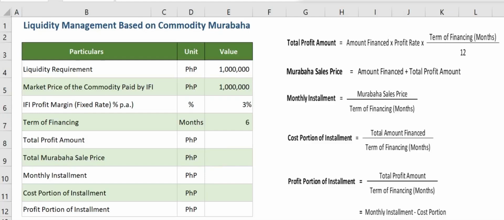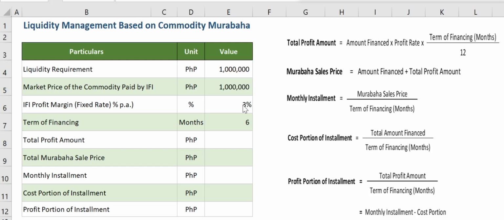Let us have a case study for commodity Murabaha, assuming that the liquidity requirement is 1 million pesos and the market price of the commodity paid by the Islamic financial institution is also 1 million pesos. And it is agreed that the fixed rate per annum is 3% and the term of financing is 6 months.